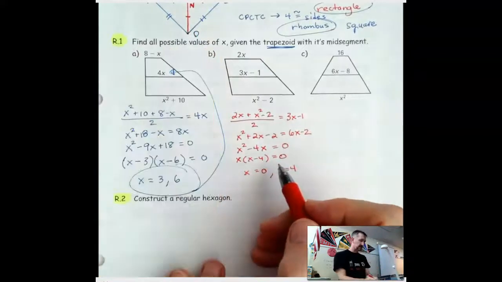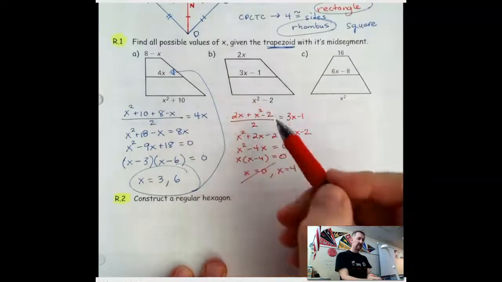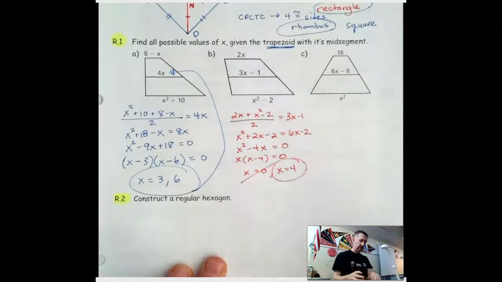Now 0 is not going to work. If you plug 0 back in there, then that's 0, that's negative 1, that's negative 2. That doesn't make sense. But if you plug in 4, you're okay.